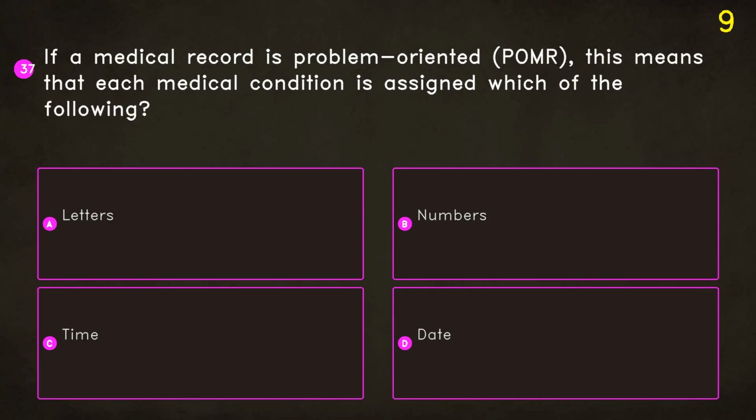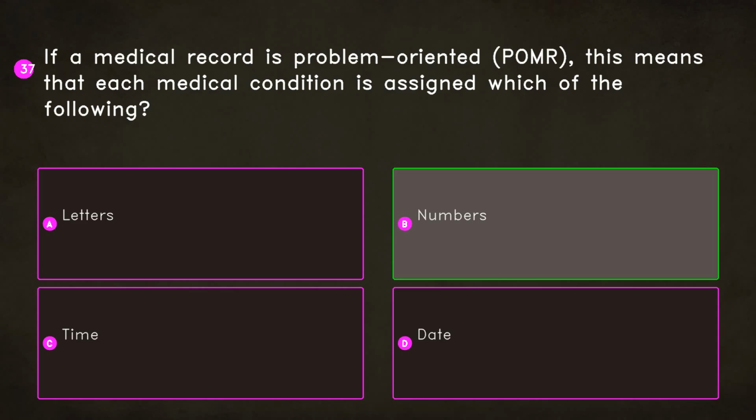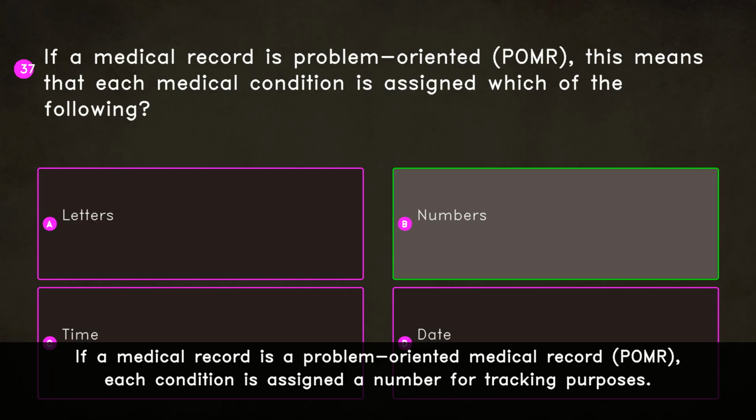Question 37. If a medical record is problem-oriented, POMR, this means that each medical condition is assigned which of the following? A. Letters, B. Numbers, C. Time, D. Date. The correct answer is numbers. If a medical record is a problem-oriented medical record, POMR, each condition is assigned a number for tracking purposes.